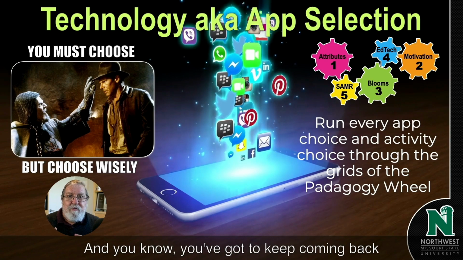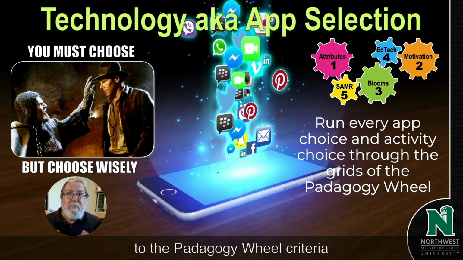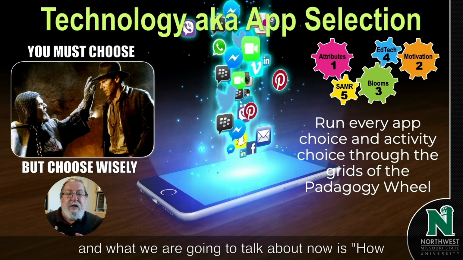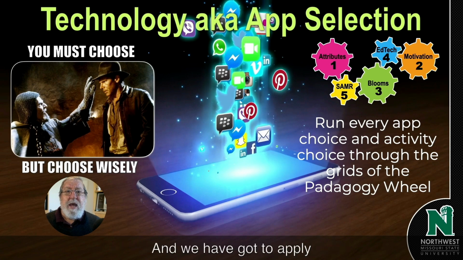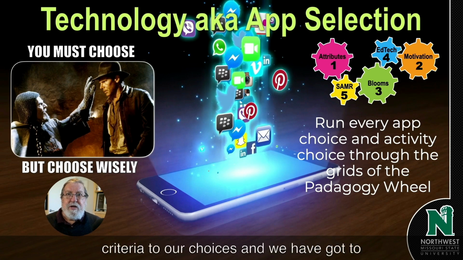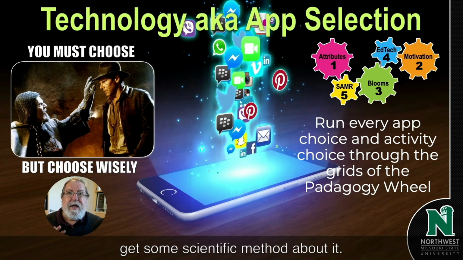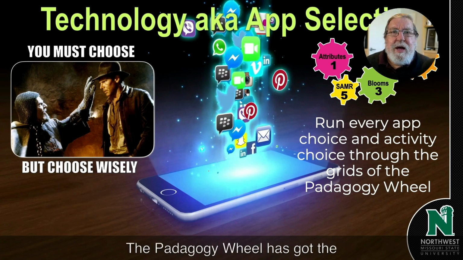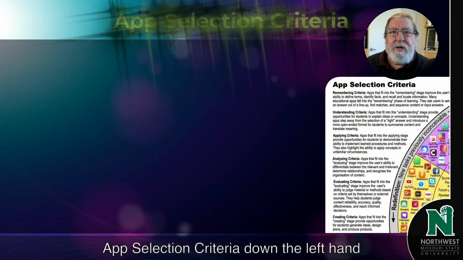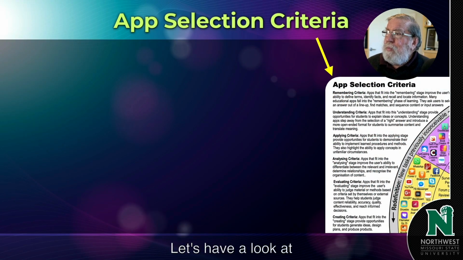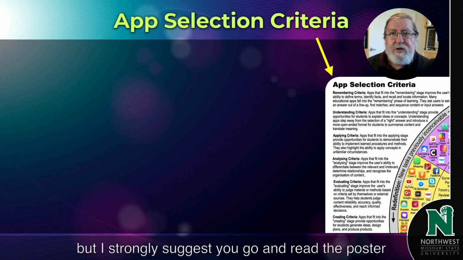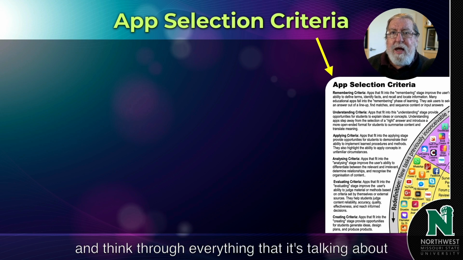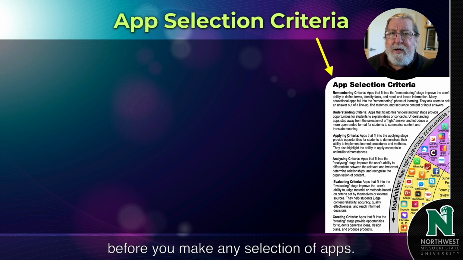You've got to keep coming back to the Padagogy Wheel criteria. What we're going to talk about now is how do we determine what is a good app? We've got to apply criteria to our choices, and we've got to get some scientific method about it. The Padagogy Wheel has the app selection criteria down the left-hand side of the poster. Let's have a look at each one of the criteria briefly, but I strongly suggest you go and read the poster and think through everything that it's talking about before you make any selections for apps.